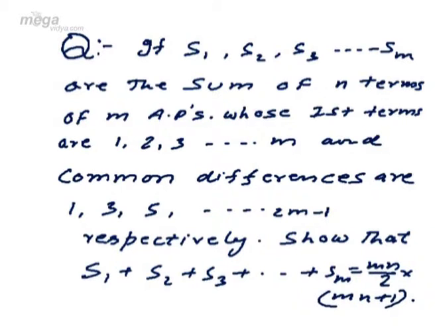Now we will discuss a question related to the sum of n terms of an AP. The question is: if S1, S2, S3 up to Sm are the sums of n terms of m APs whose first terms are 1, 2, 3 up to m and common differences are 1, 3, 5 up to 2m minus 1 respectively, then show that S1 plus S2 plus S3 up to Sm is equal to mn by 2 times (mn plus 1).